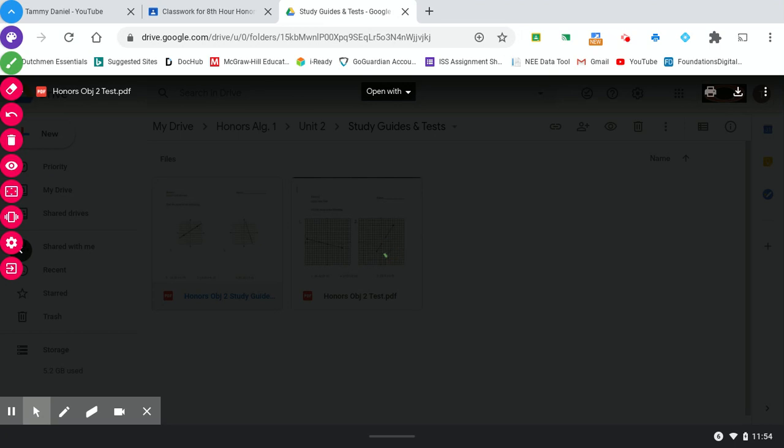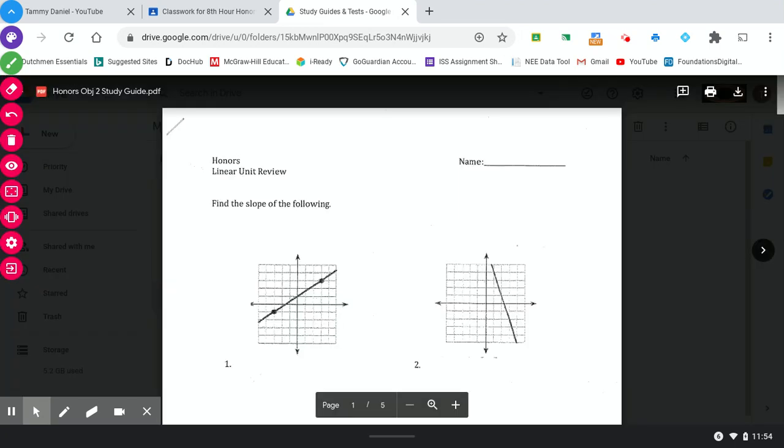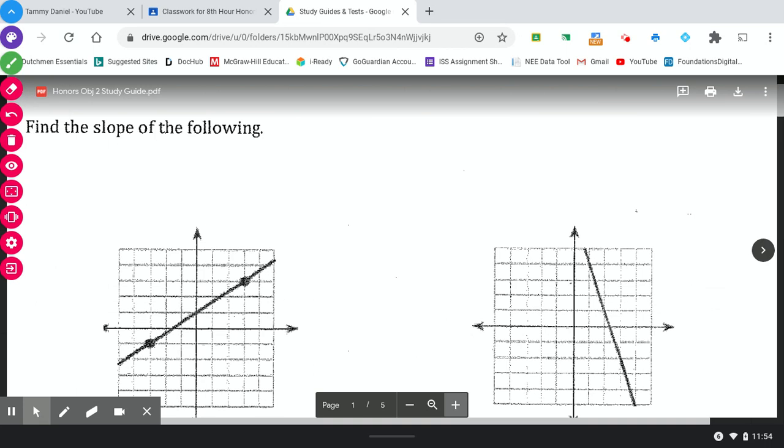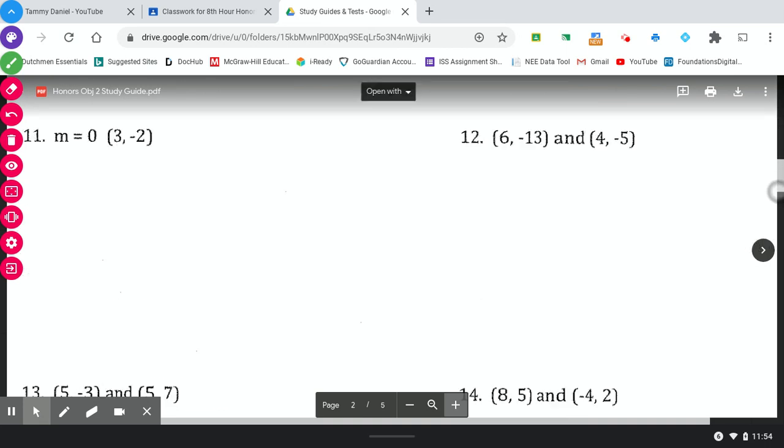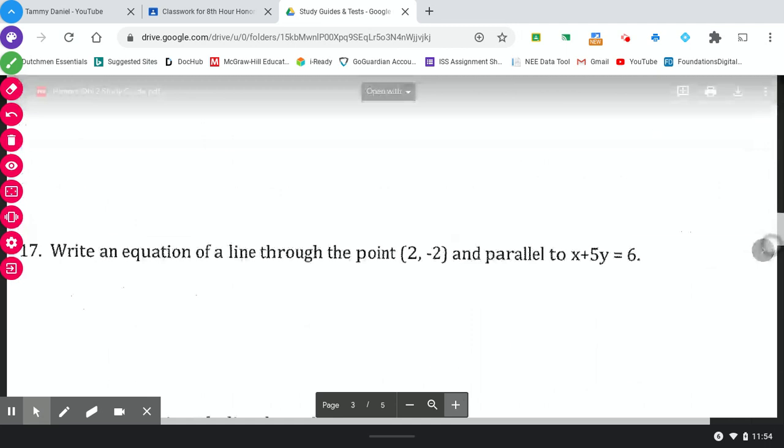Come back. Let's try that again. Slide down here. We're on number 18.